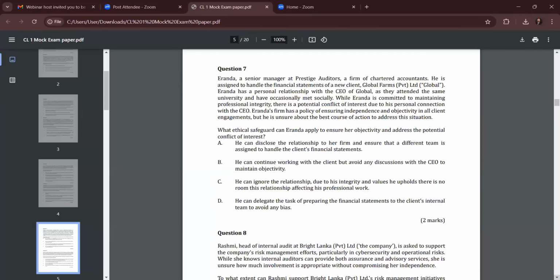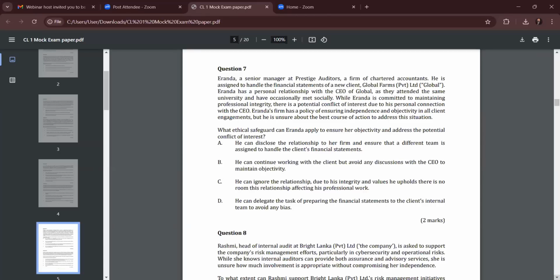While Eranda is committed to maintaining professional integrity, there is a potential conflict of interest due to his personal connection with the CEO. Eranda's firm has a policy of ensuring independence and objectivity in all client engagements, but he is unsure about the best course of action to address this situation. What ethical safeguard can Eranda apply to ensure his objectivity and address the potential conflict of interest?